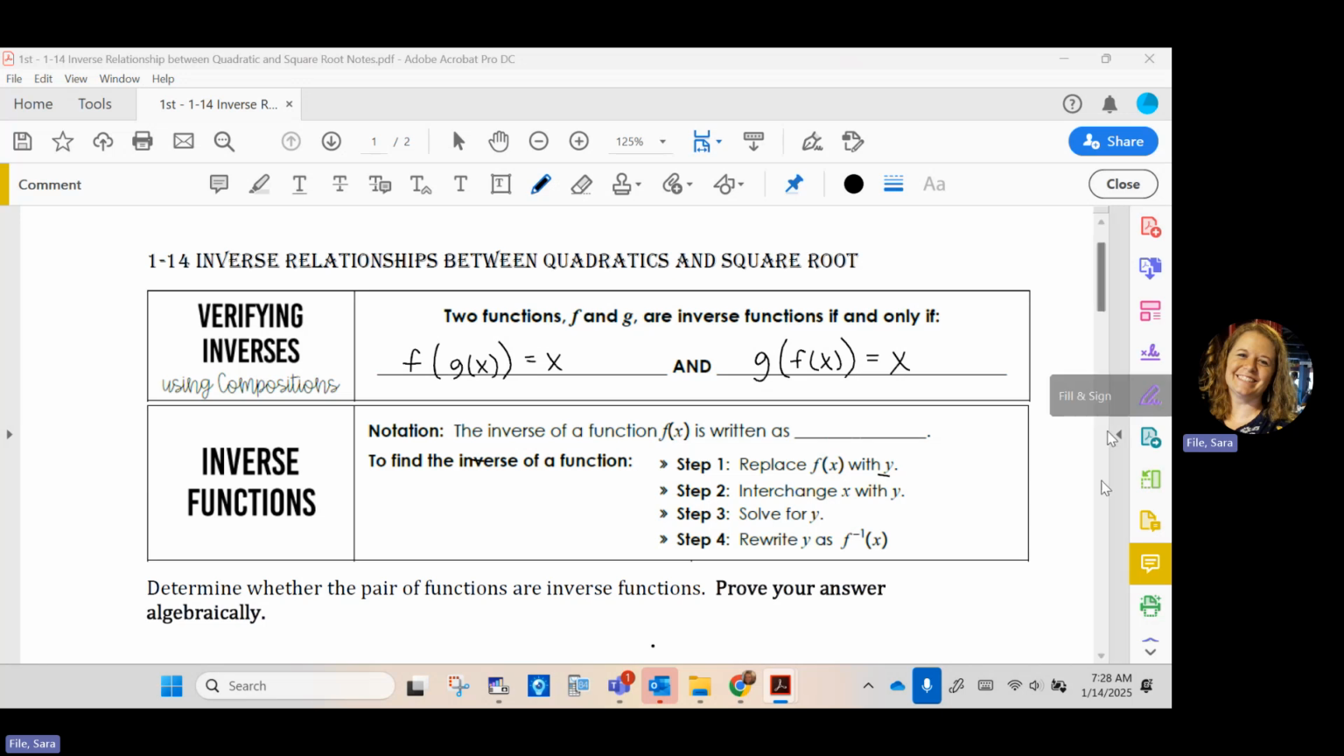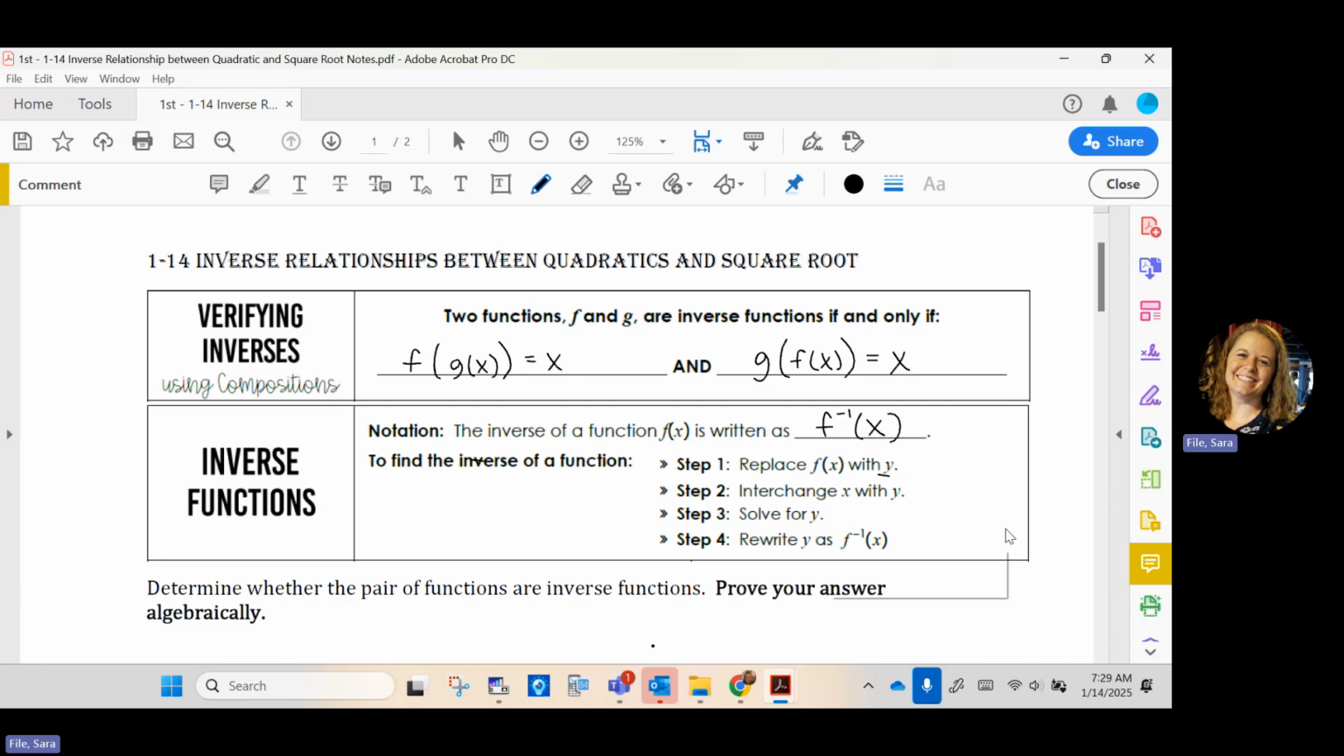If you do this composition and it does not simplify down to x, then they are not inverses of each other. Make sense so far? Okay. Here it just says inverse functions. Remember the notation that we use has that little -1 as a superscript. So f -1 of x is just how we would read f inverse of x, or the inverse of f of x.